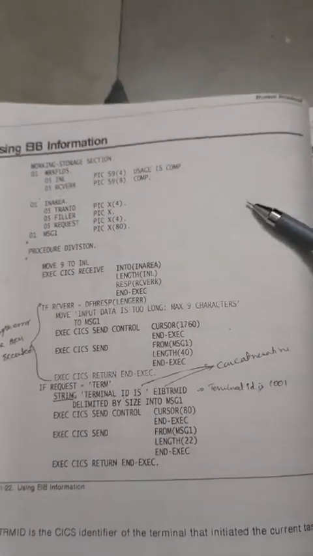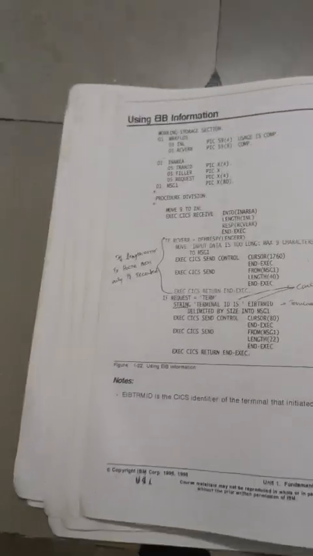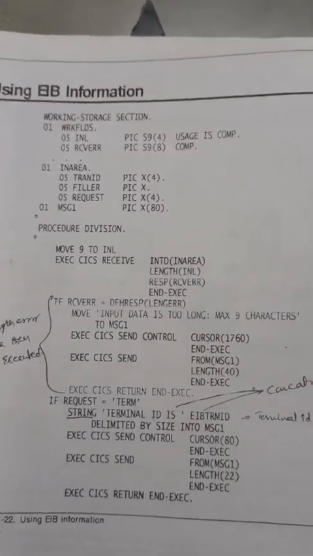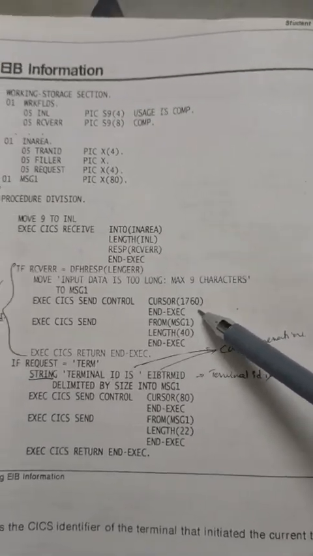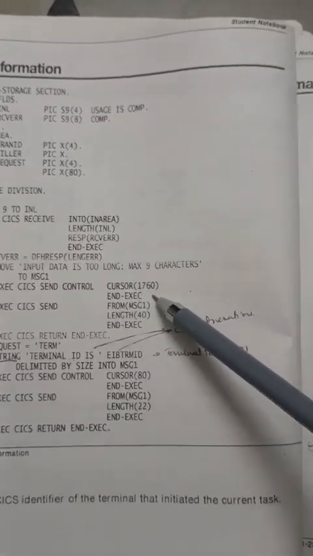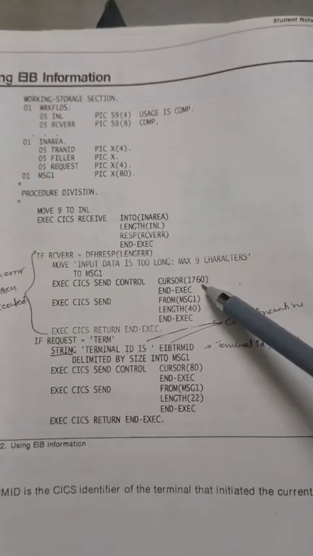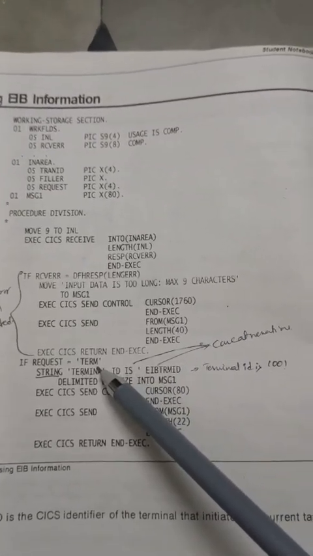This is a UI using EAB information. Previously it looked like EAB information. This is the RECEIVE command. Till now we came to the previous screen. Let's SEND CONTROL command, send 1760, and pass the ending of the screen.